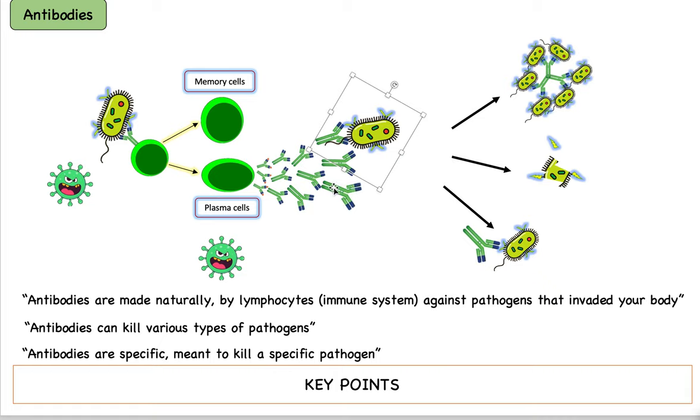But any antibody, like if this lymphocyte binds to another type of pathogen, it can make an antibody that can bind another type of pathogen. That's what I meant by these two. So I hope that makes sense.